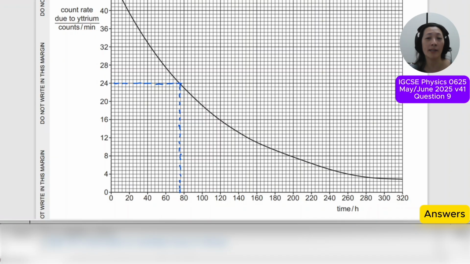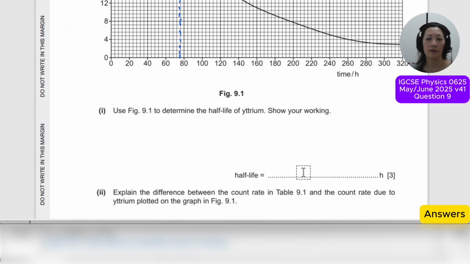So from here, based on my observation, this value is about 76 hours. So I'm going to write here 76 hours. Now they've given us a lot of space here, which means that if possible, you should also show your working. So one way to show your working here is to show that you're looking up half the count rate. So the starting count rate was 48. We divide it by 2. So we need to look up the value for the time to drop to 24 counts per minute.